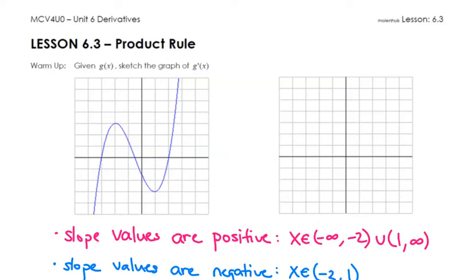This is lesson 6.3. We're going to be going into something called the product rule. And so the product rule, as you can imagine, is some sort of multiplication rule. In my next video, I'm going to be talking to you about the quotient rule.